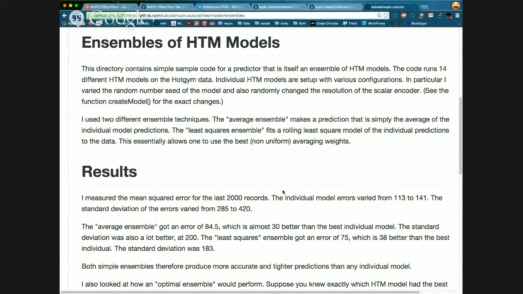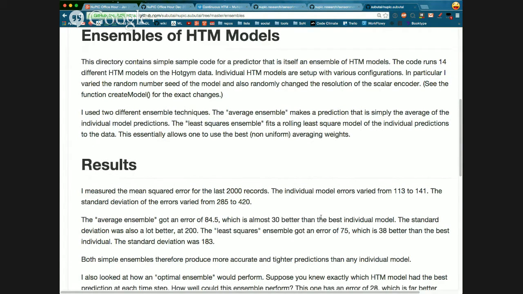This code runs 14 different HTM models on HotGym data, and there are two different ways I looked at to combine them into a better prediction. The first was just to take the average prediction at every time step and make that the prediction, instead of taking a single model's prediction. The second: an average assumes that all the weights are identical, and instead you could try using least squares to find the best combination of weights instead of just doing a straight average.